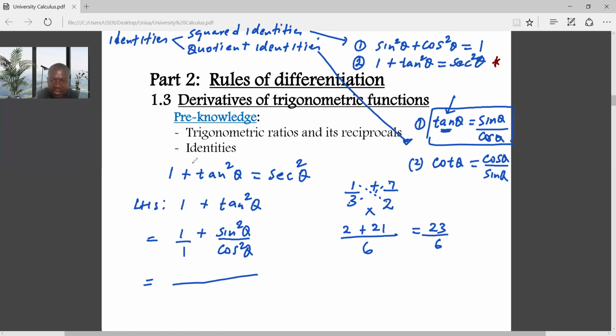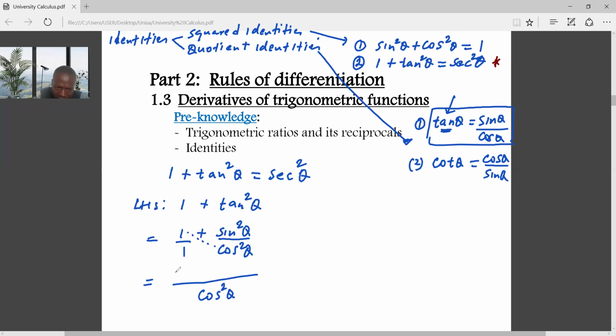So now we're going to do the same here, ladies and gentlemen. It's algebra. We'll multiply the denominators together, multiplying 1 with cos squared, which gives us cos squared theta. Then we cross multiply here: 1 times cos squared theta, this is cos squared theta, plus 1 times sine squared, this is sine squared theta.